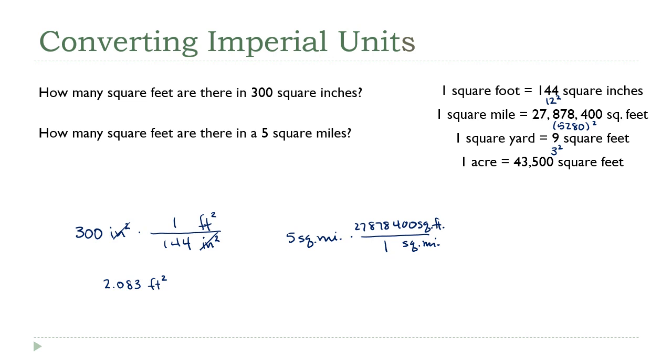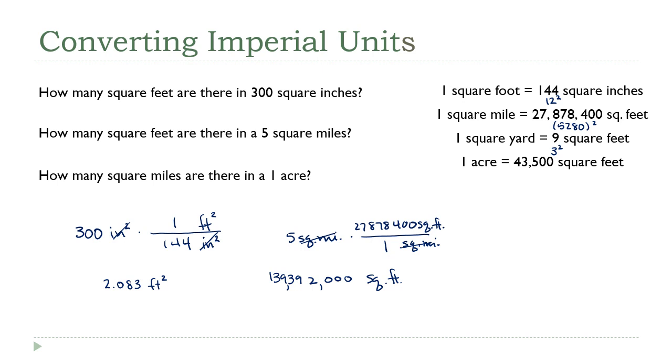Now you go to your calculator again. The square miles cancel. All that's left is square feet, and 5 times that really big number. Make sure I get this right. 139,392 followed by 3 zeros. We put some commas in here. 139,392,000 square feet.